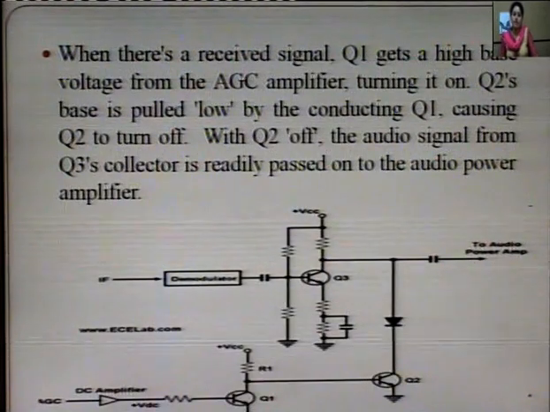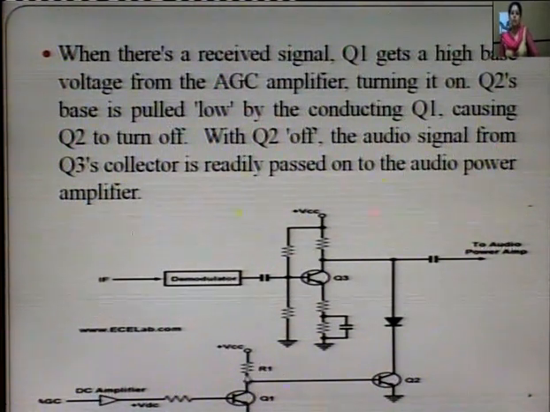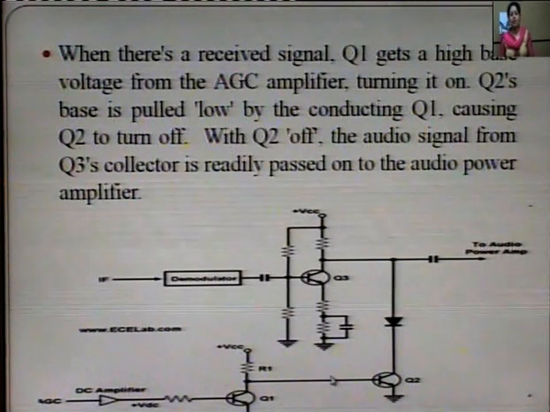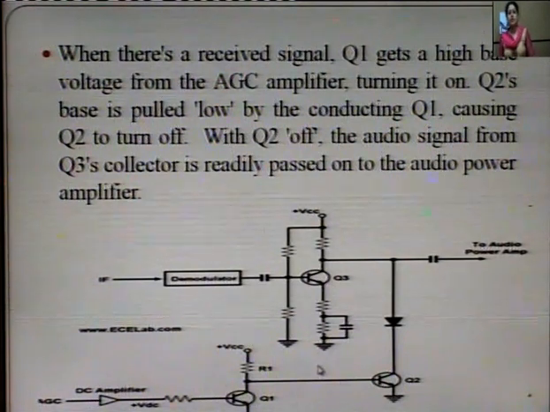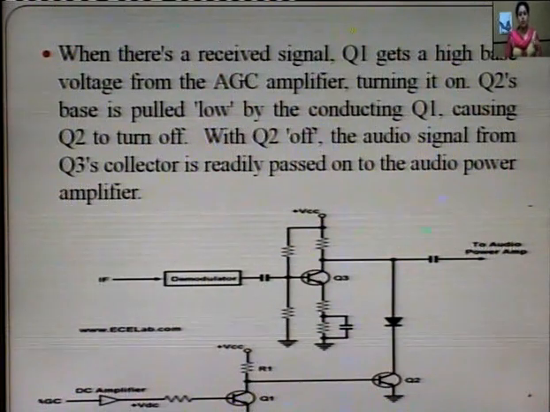Now when there is a received signal, your Q1 gets a high base voltage from the AGC amplifier and Q1 will be turned on. Q2 is now pulled low by conducting Q1, causing Q2 to turn off. With Q2 off, the audio signal from the Q3 collector is readily passed on to the audio power amplifier, as this connection is being terminated at this point. So what basically your Squelch circuit is doing is terminating the path between the first amplifier and your AGC, so that you are not hearing any noise at that point.